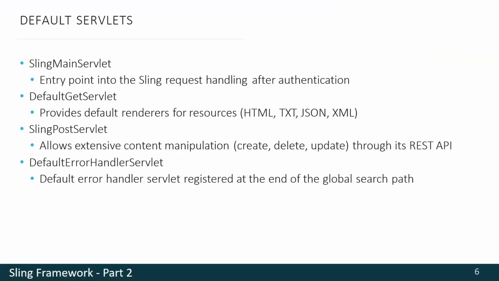Here are the main servlets of the Sling framework. Sling main servlet, which is the entry point to handle a Sling request after authentication, and the default GET servlet, which we just saw. It provides default renderers for resources like HTML, TXT, JSON, and XML. Sling Post Servlet allows extensive content manipulation like create, update, delete, which is done through its REST API. And the next is the default error handler servlet, which is registered at the end of the global search path.